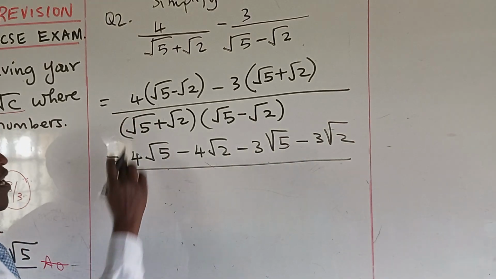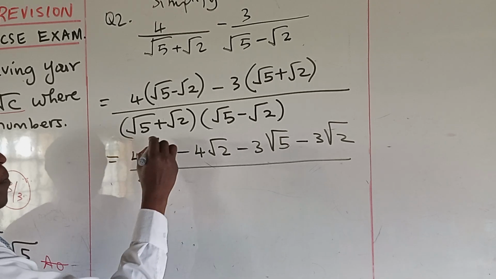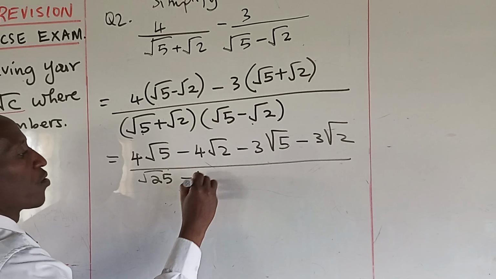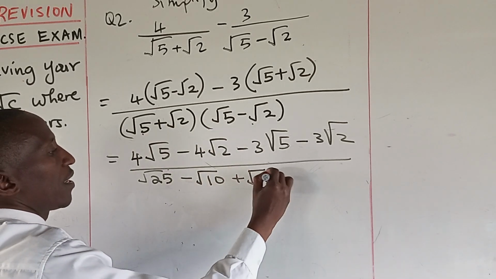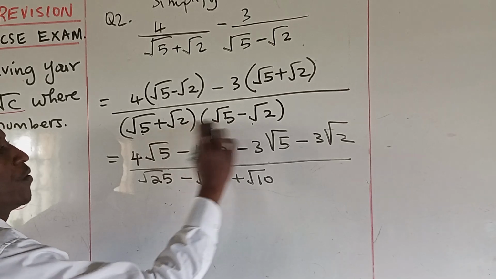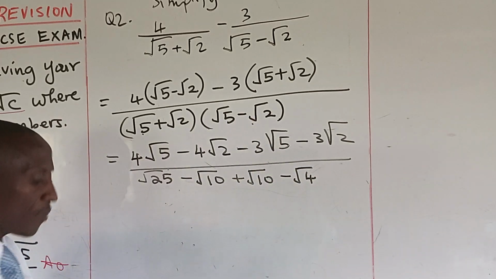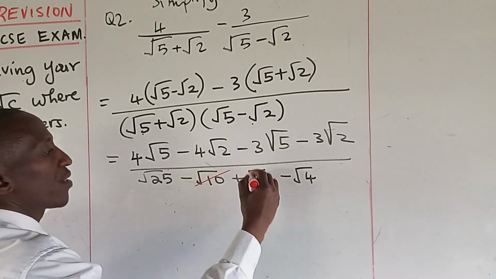Look at the denominator. Root 5 by root 5 is root 25. Root 5 by negative root 2 is negative root 10. This by this is positive root 10. Root 2 by negative root 2 is negative root 4. So with that, we once more see commonality here. This cancels out with that one.